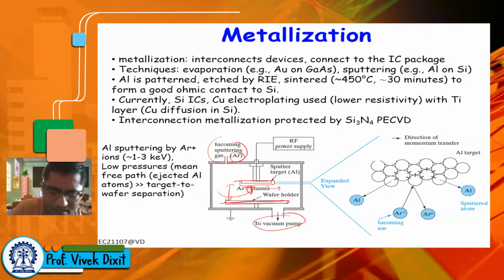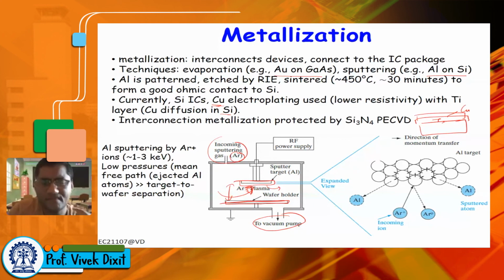And for example, gold is used for gallium arsenide, and aluminum is used for silicon. But recently, copper is basically used for silicon, but copper has a tendency to diffuse in silicon. So what is done, it is not directly deposited on silicon. The silicon layer is deposited with a titanium layer, then on top copper is electroplated. So this is another process basically.